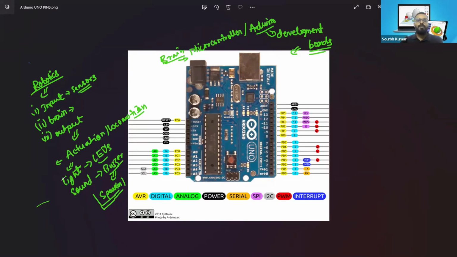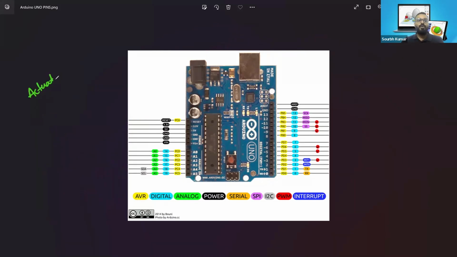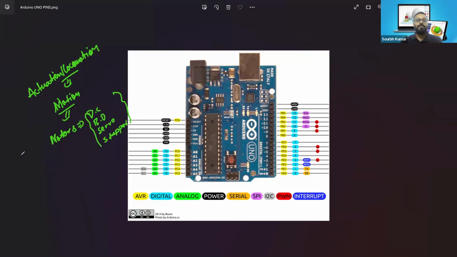So actuation, and apart from this light and sound, I already mentioned two of the terms, that is actuation and locomotion. Whenever we speak in terms of actuation or locomotion, we are referring to the motion producing agents. The motion or force producing agents will be the motors themselves. There are various types of motors in the market, like DC motor, BO motor, servo motor, stepper motors, and so on. You can count on these types of equipment to find what is suitable for your robotics project.